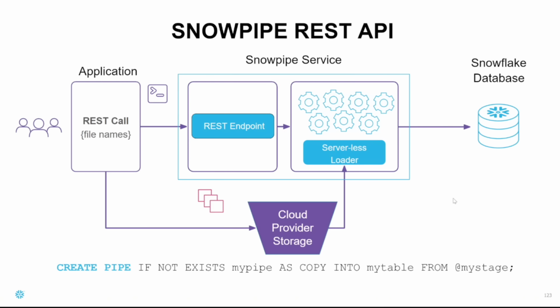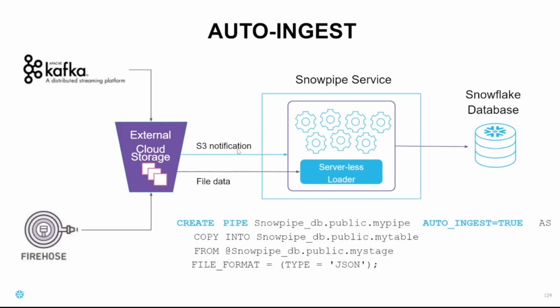There are two ways you can use a Snowpipe. One is the Snowpipe REST API. If any application is using a REST API, you can call the Snowpipe REST API, and from there you can load the data into a Snowflake table. You just need to create the pipe with this particular command, where we are doing create pipe, the pipe name, as copy into the table from the stage. So by using this pipe, you can call the Snowpipe REST API and load the files from the stages to a database. This is somewhat of a micro batch.